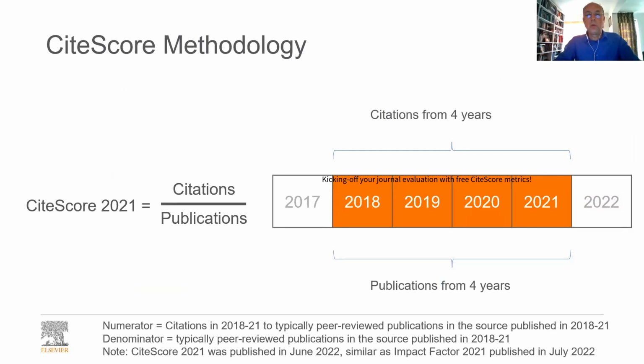Quickly to show you how that works as a visualization of the definition. So it's 4 years, both in the citation part and in the publication part, numerator and denominator. And it's really about the focus on typically peer-reviewed article types. So we exclude, for example, editorials, we exclude news items, which are mostly represented in, let's say, the big journals like Nature, Science, The Lancet, etc.